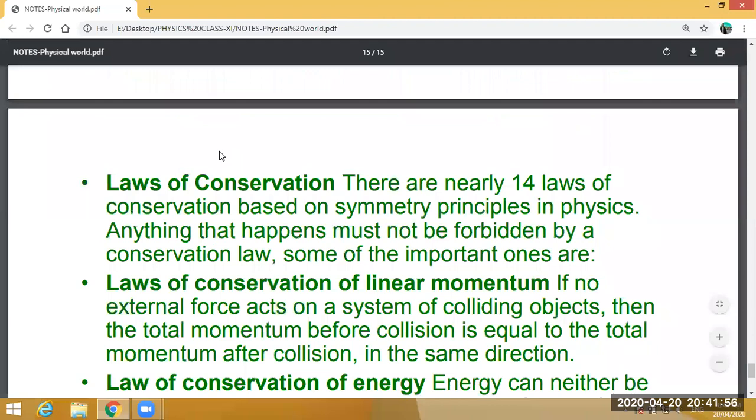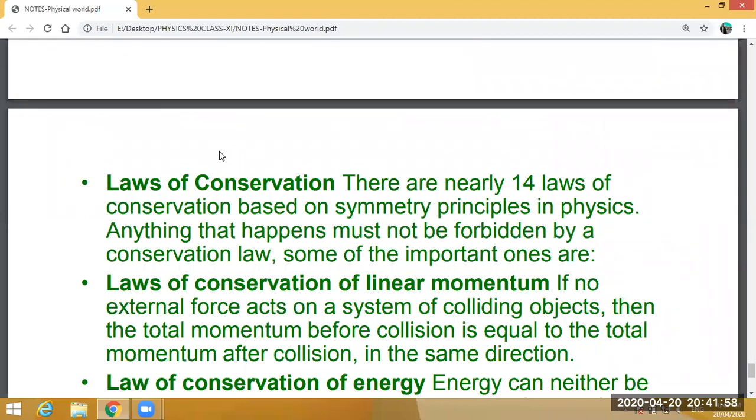Now, laws of conservation. There are nearly 14 laws of conservation based on symmetry principles in physics. All laws of conservation exist due to symmetricity of space and time. Anything that happens must not be forbidden by a conservation law. Some of the important ones are as follows.